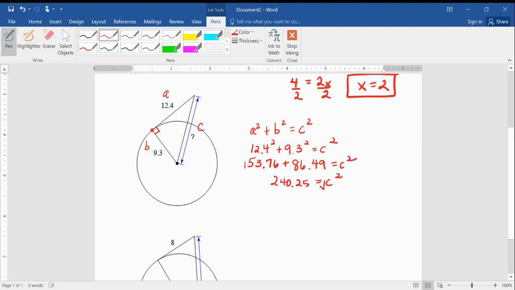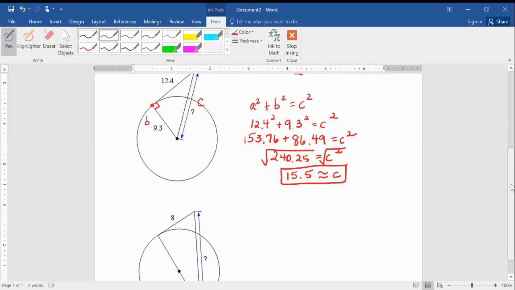So how can we undo c squared just to get c? Square root it. So the square root of 240.25 is about 15.5. So that is the length of our missing side there. So again, that was just an extension of Pythagorean theorem. We'll try one more of those with a little bit of a different variation.